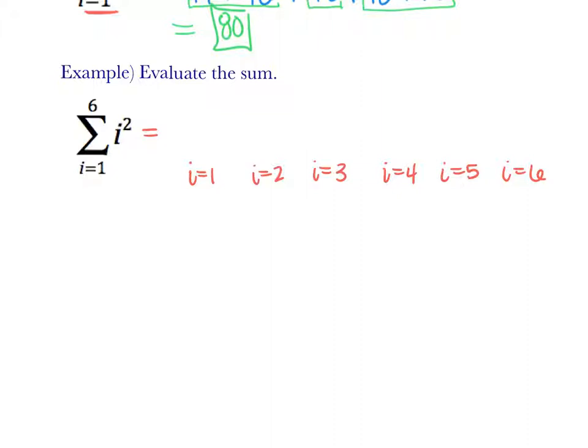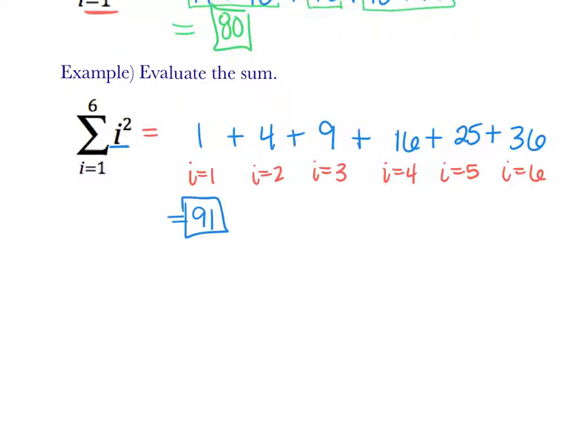When I plug in 1 to my expression here, I just have 1 squared, which is 1. Now when I plug in 2, 2 squared is 4. Plug in 3, 3 squared is 9. 4 squared is 16. 5 squared is 25. And 6 squared is 36. Last step, I just add up all of these, and I'm going to end up getting 91 when I add up all of those. So my final answer would say the sum from i equals 1 to 6 of i squared is 91.